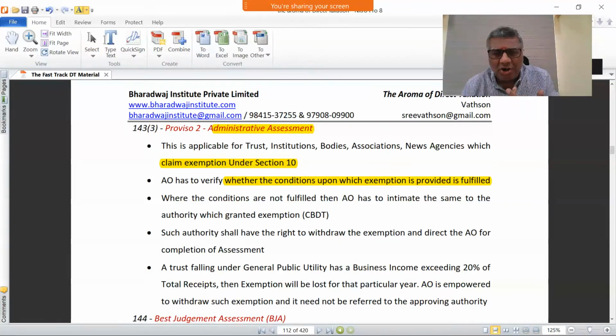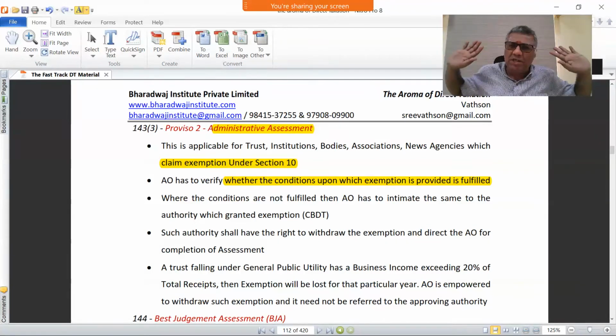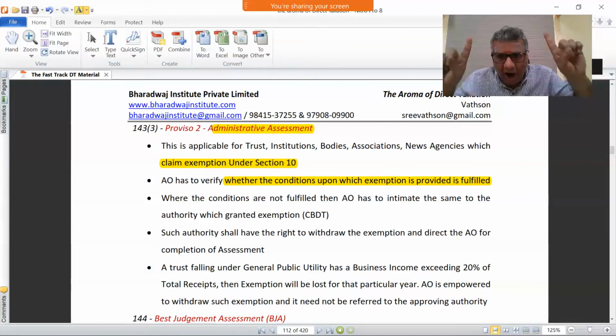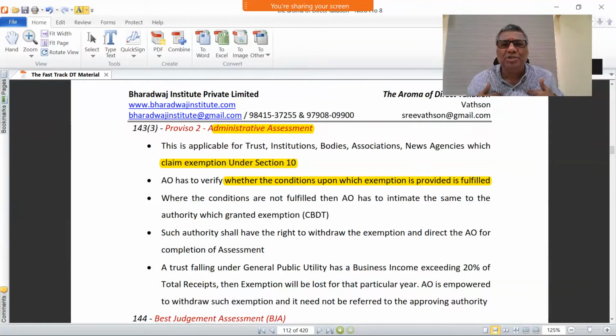Where the conditions are not fulfilled, can the AO say no, exemption is withdrawn? No. You have to intimate the CBDT, which is the authority to withdraw exemption. Exemption is not granted by the AO. Exemption is granted by the CBDT. So, where the conditions are not fulfilled, the AO has to intimate the CBDT. Such authority only has the right to withdraw the exemption, not the AO. They will withdraw the exemption and intimate the AO, tax them, and then the AO can pass a taxing order.